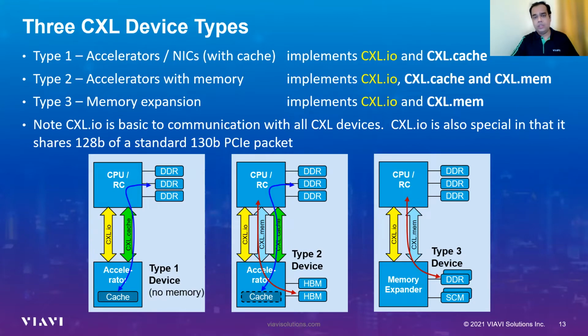If we now jump over to the right-hand side for the type 3 device diagram, you will see that in this case, the CPU is directly accessing the memory content of the type 3 memory expander card. To do that, it uses the CXL.memory sub-protocol. And then in the middle is the type 2 device, which actually combines the two and uses both of the sub-protocols. And one note we should consider here is that CXL.io is basic to the communication with all CXL devices. CXL.io is also special in that it shares 128 bits of a standard 130-bit PCIe packet.